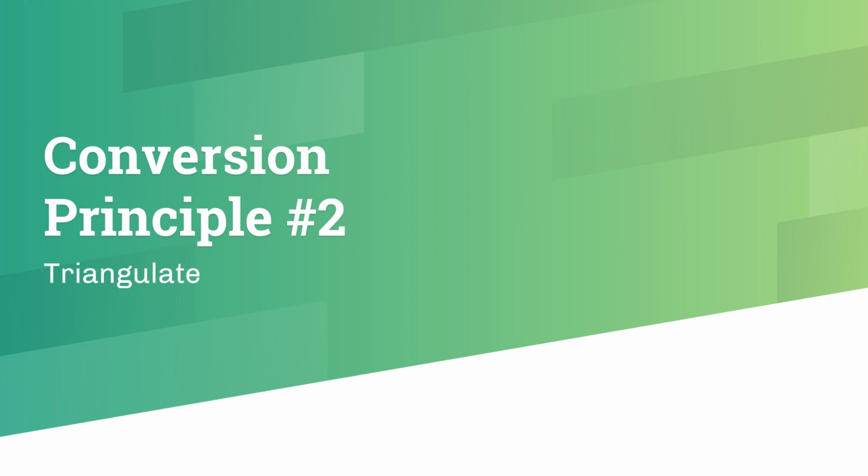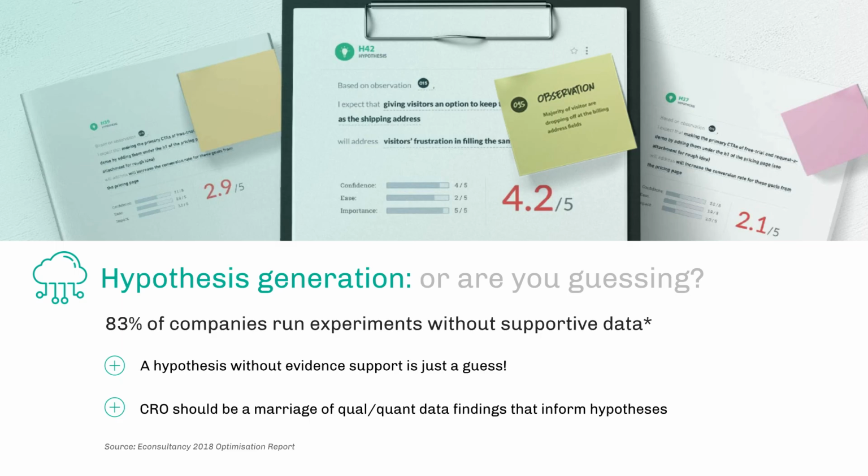The second conversion principle is triangulate, because once you've mapped your funnel and visualized your dashboards, you really need to triangulate all the other data and tools that you have access to in order to understand the nature of the change that you're going to make on the website. Again, the status quo here is really alarming. Unfortunately, 83% of companies are running website experiments that have no supportive data. Let's bear in mind, a hypothesis without evidence is just a guess.